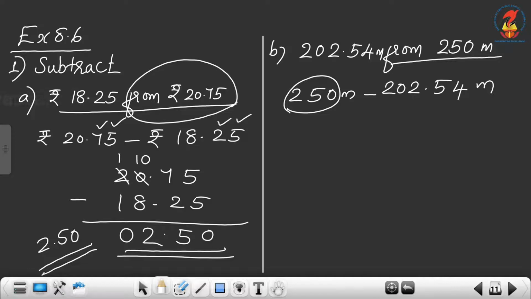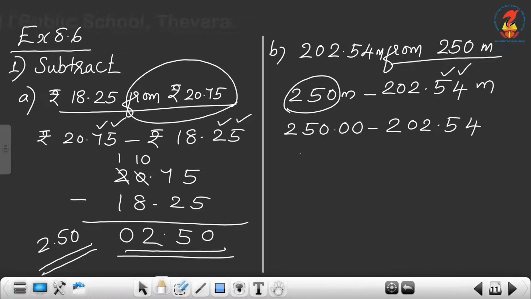Now count the number of decimal places of the second decimal number, 202.54. How many decimal places? 2 decimal places. So we can write 250 as 250 point, and we need 2 decimal places, so we put 2 extra zeros. So it is 250.00 minus 202.54.